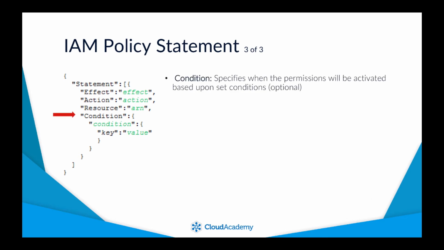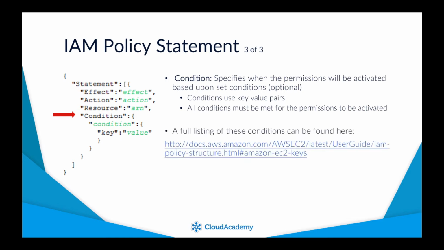Condition. This element of the IAM policy is an optional element that allows you to specify when the permissions will be activated based upon set conditions. Conditions use key value pairs, and all conditions must be met for the permissions to be activated. For example, there may be a condition only permitting requests from a specific source IP address. A full listing of these conditions can be found here.